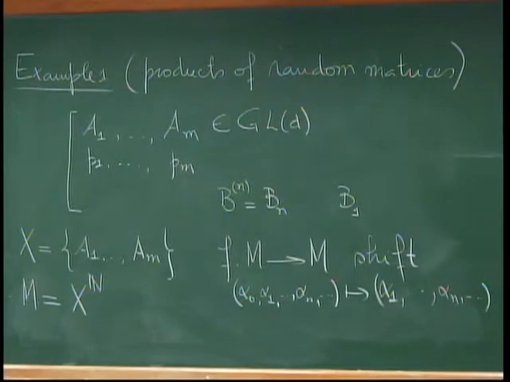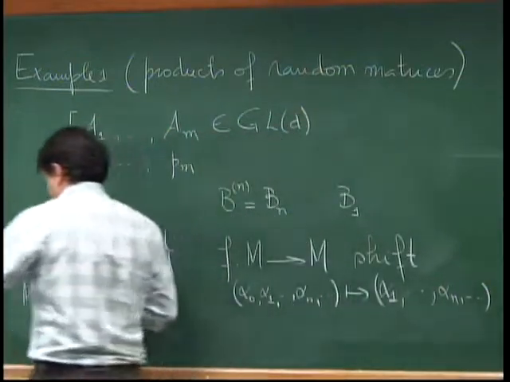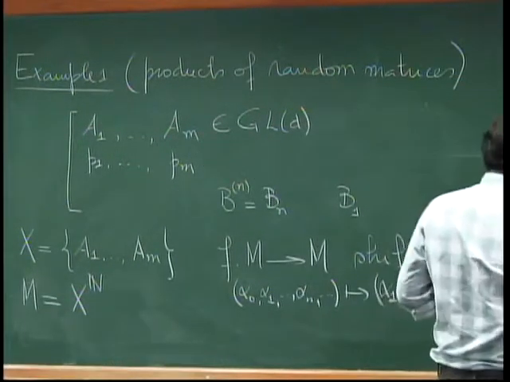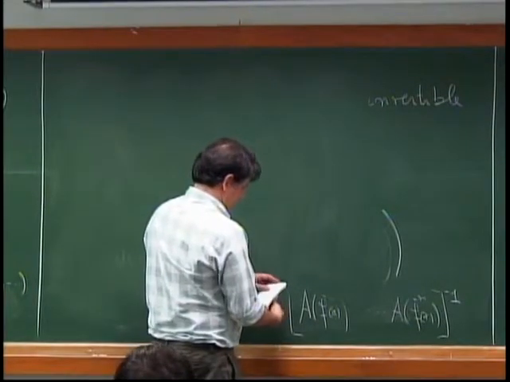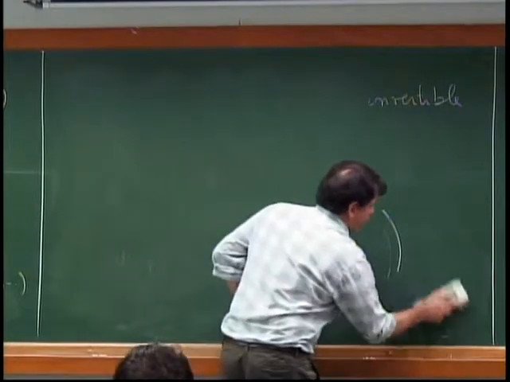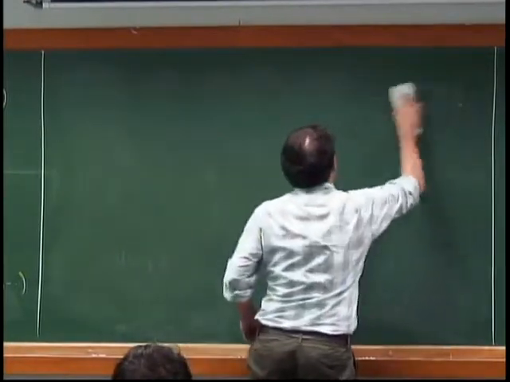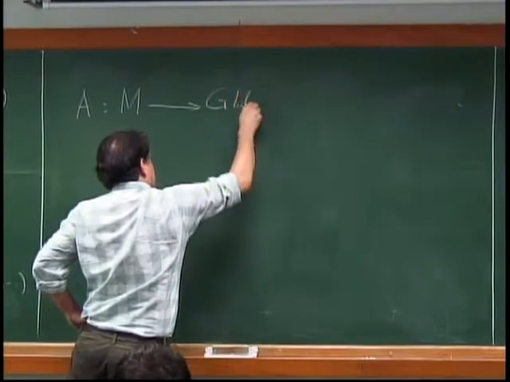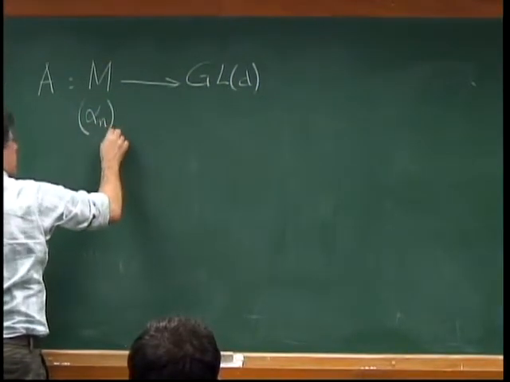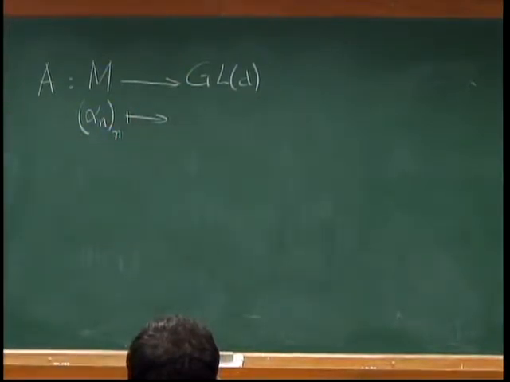Now I also have to tell you who is the function a that I want to consider. So take this f and take a. So a is a map from M to GLD. It starts with a sequence, and I choose a to be the projection on the 0th coordinate, alpha 0.